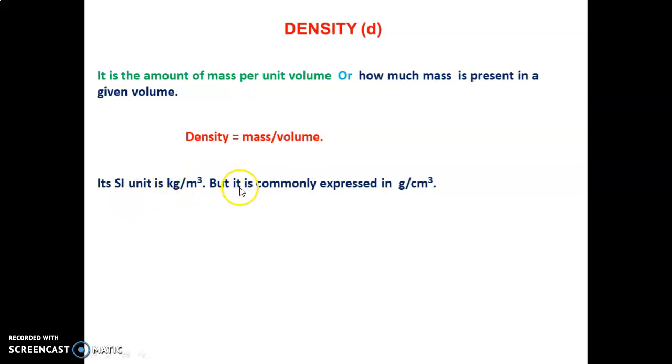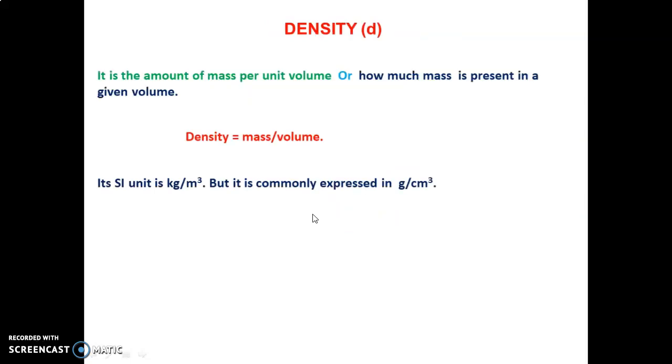But commonly we use gram per centimeter cube. In chemistry we use gram per centimeter cube. In the SI system it is kilogram per meter cube, but normally we use gram per centimeter cube or gram per ml or gram per liter, etc. That is the density.